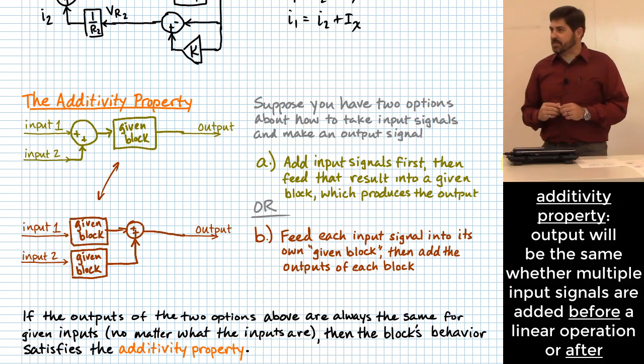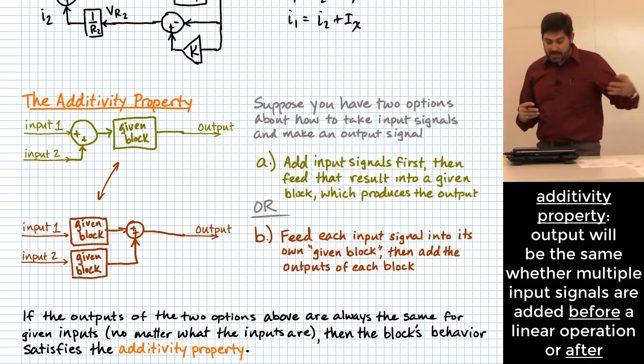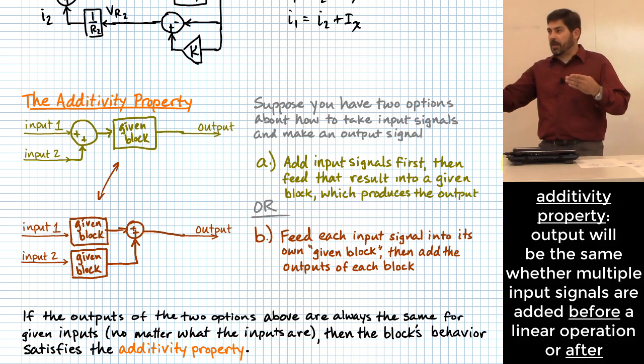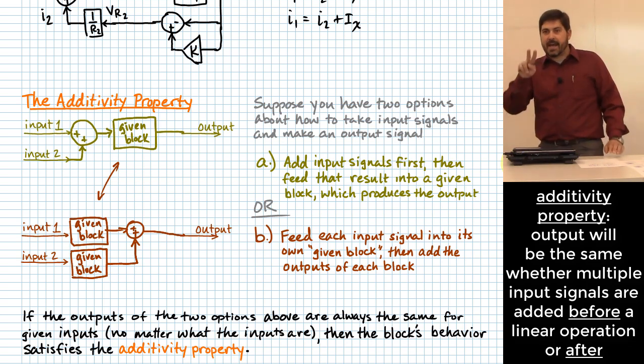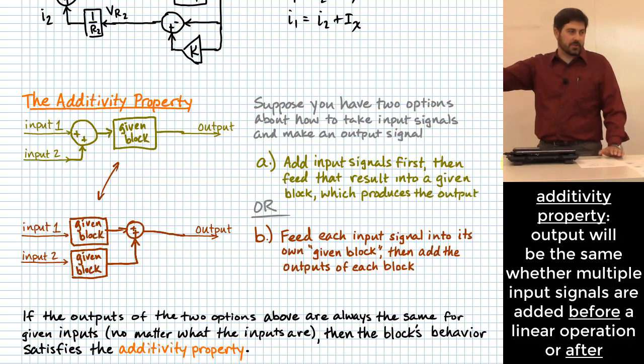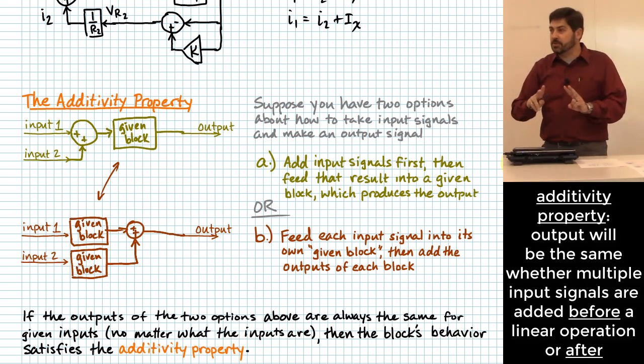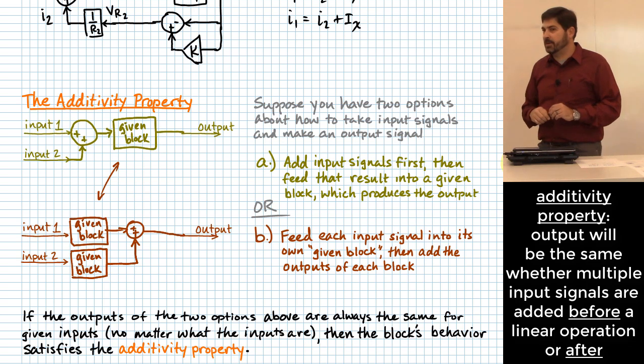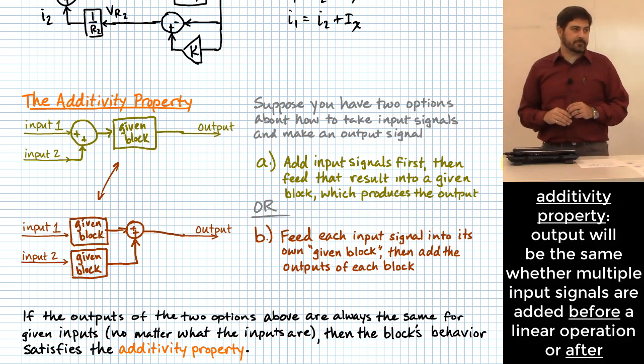Basically it says it doesn't matter whether you add the inputs together first before you apply the particular block, or whether you apply the block to each of the inputs and then add those results together to get a final result. If it doesn't matter which of those two you do, you'll always get the same result out of the output. Then your system satisfies the additivity property.